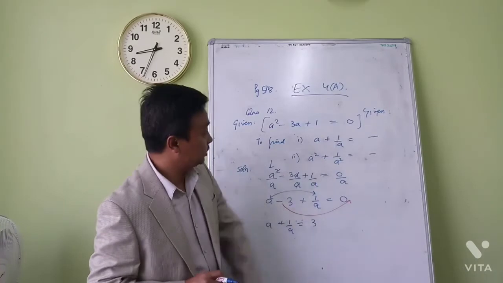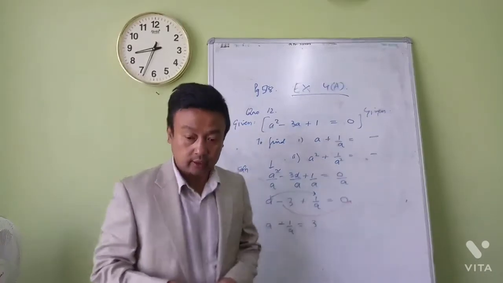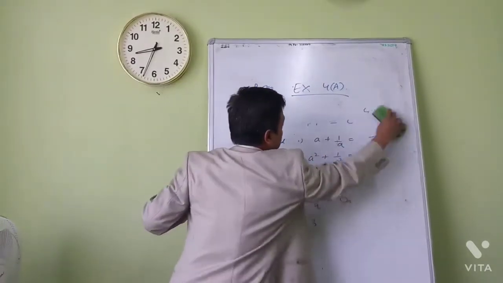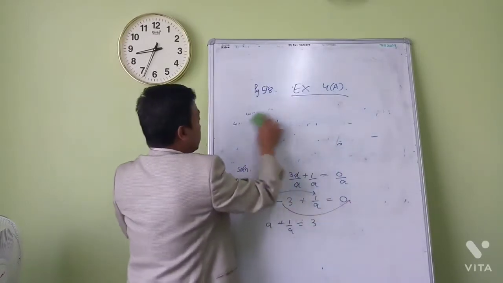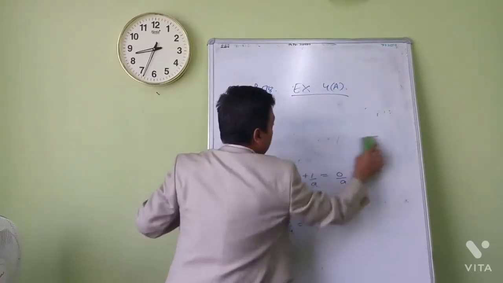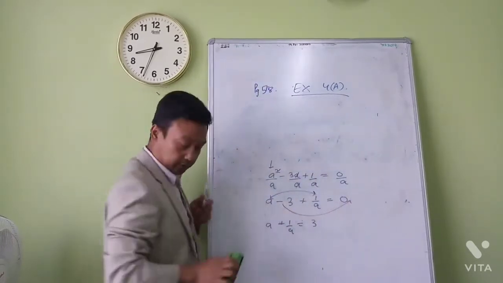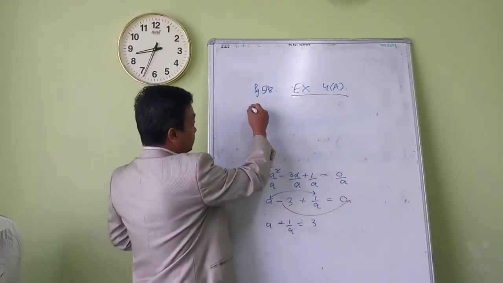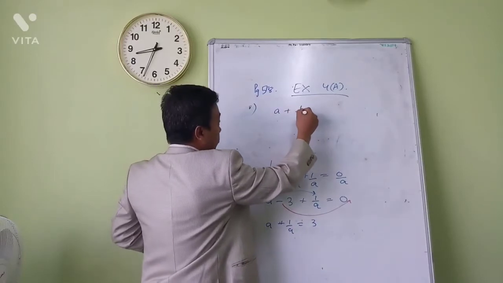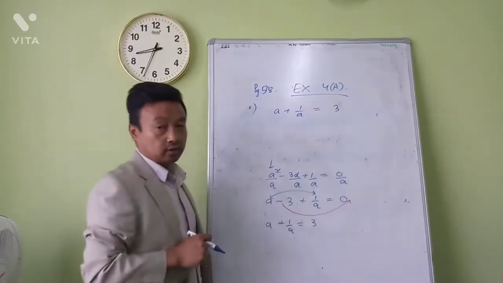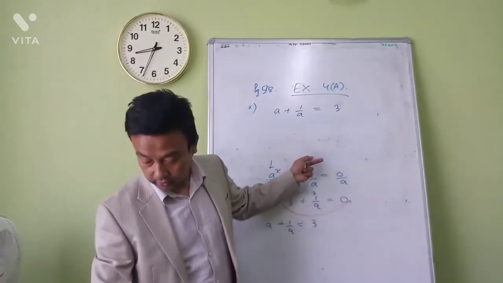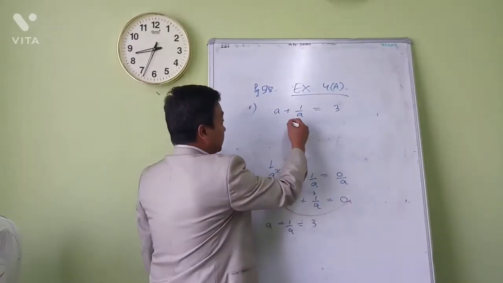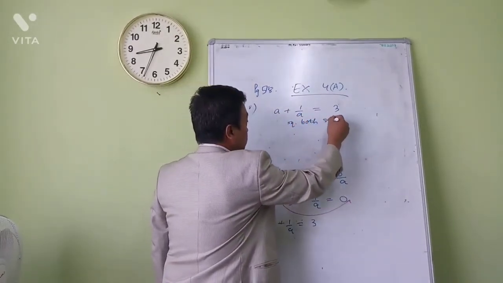Now if you look at the second one, a square plus 1 by a square, for that we need to square both the terms. So to find a square plus 1 by a square, let us try to see that. We just got the value of a plus 1 by a equals 3. So let us take that: a plus 1 by a equals 3. Now, in the second part, what you have to find is a square plus 1 by a square. So you can square both the sides. So we can write that as squaring both sides.